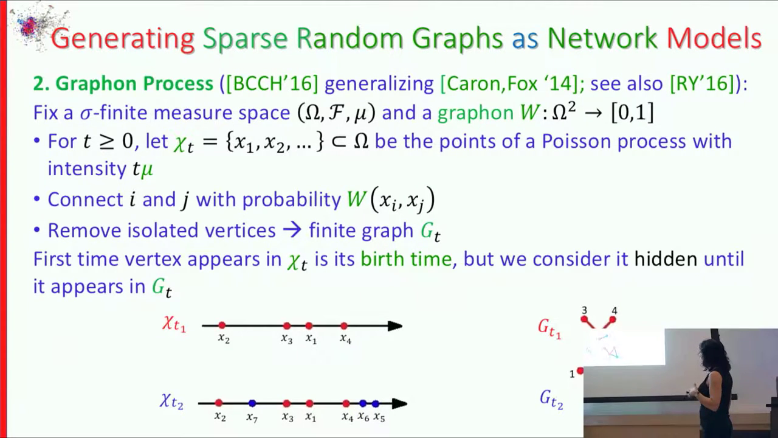Now I wait a little longer. Now it's time 7. Few more points got generated, and look what happened. Point 1 appeared because it landed up getting connected to point 7, and point 6 landed up getting connected to points 4 and 2, but point 5 still didn't get connected. It might get connected sometime later.